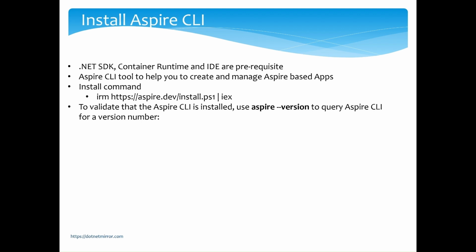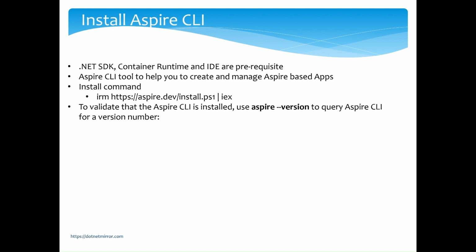When it comes to installing the Aspire CLI, for those who love the command line, let's install the Aspire CLI. This tool helps you to create and manage your apps with ease. Run this PowerShell command to install it. Once it is done, validate by typing aspire --version. Once you get a version number, now your environment is truly complete. Now you can start developing Aspire apps.